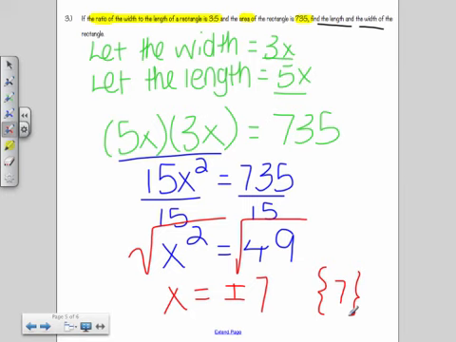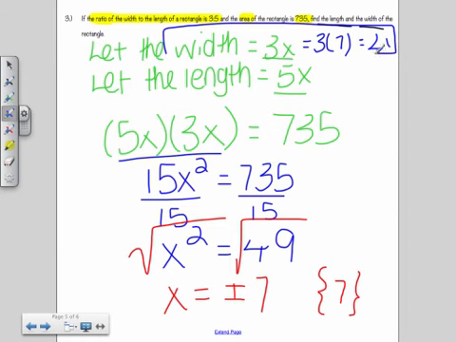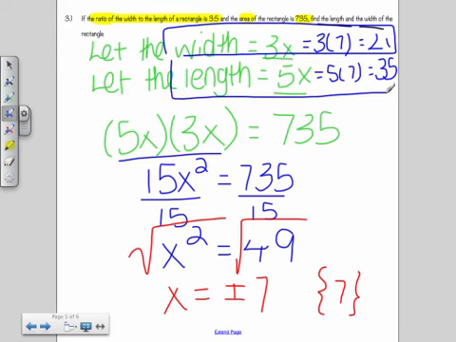Now I have to go back into my let statements up here and use them to figure out what the length and the width are. The width would be 3 times 7, which means that my width is 21 units. Same thing with my length, it would be 5 times 7, which means that my length would be 35 units. Plug it into your calculator, figure out what 21 multiplied by 35 is, and you should end up getting 735.